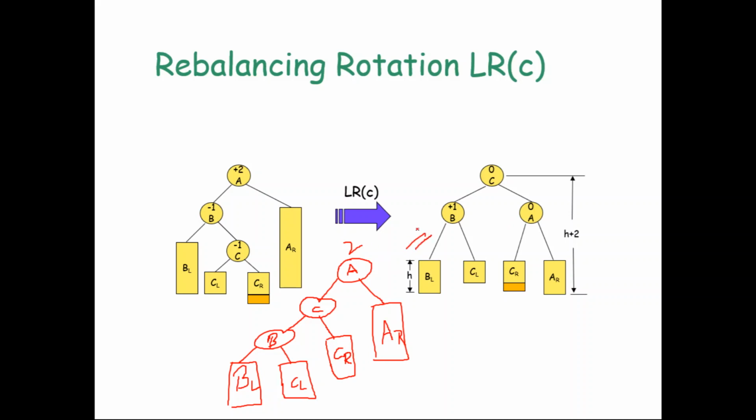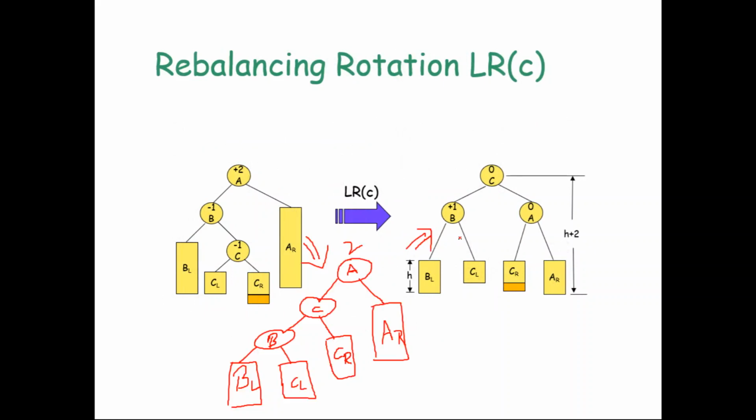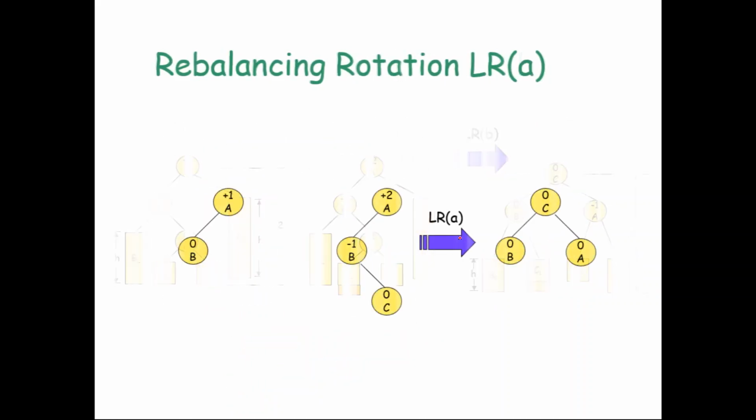So after performing left rotation, this is what you will get. Then after performing right rotation, this is what you will get. Similarly, you can draw the tree for RL also, like these 3 cases. I am leaving that as an assignment.